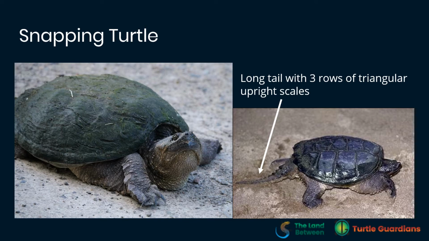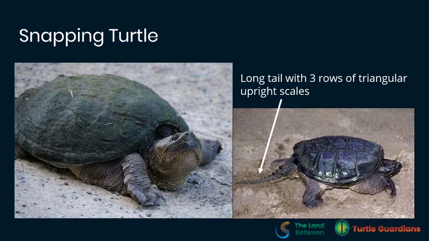So if you were to zoom in on her tail, you would see that she has 3 rows of these triangular scales. In that middle row, those triangular scales are taller and bigger than the row on either side, which are slightly smaller. Her shell, her top shell, is dark in color. It can be black, brown, and it is often covered in algae, as we see in our first photo.